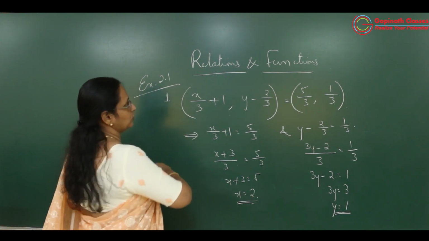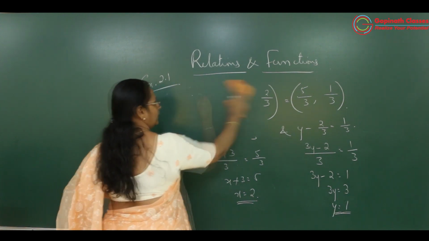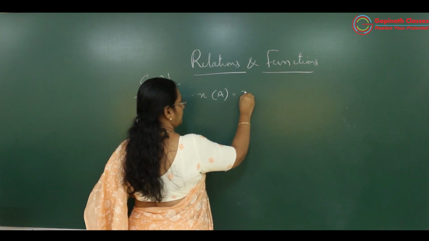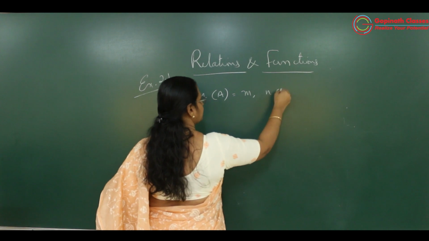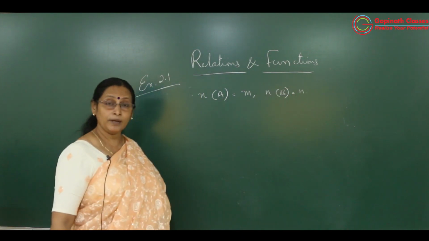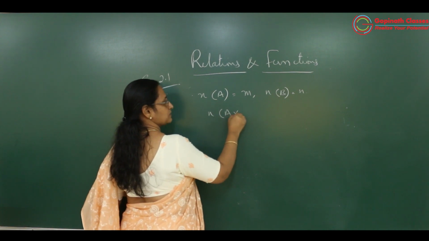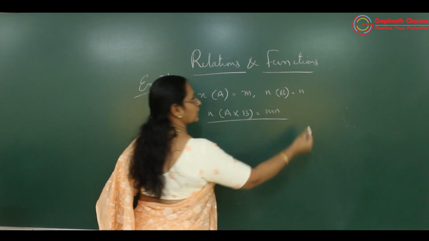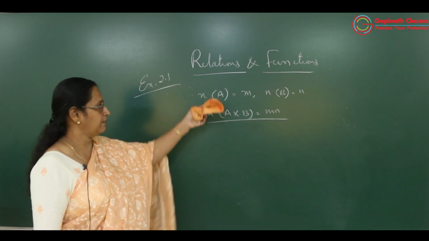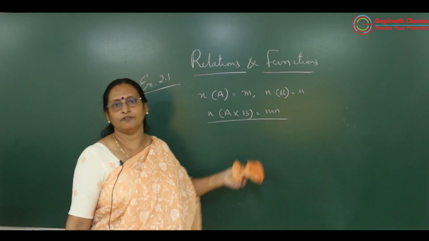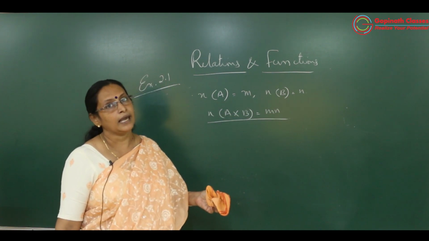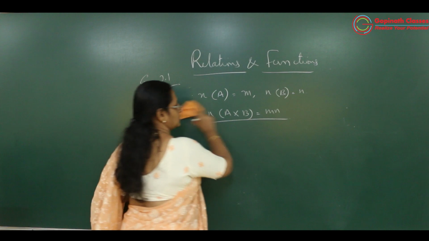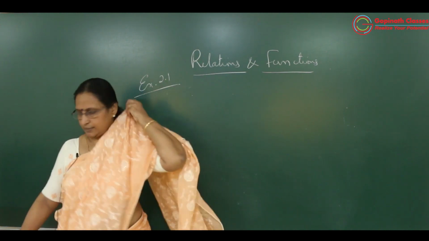Now, another point I just want to tell you is, if the number of elements of A is maybe m and the number of elements of B is n, then what will be the number of elements of A cross B? This has m elements, that has n elements, so how many elements will be there in A cross B? mn elements will be there. If A has 3 elements, B has 5 elements, then 15 elements will be there in A cross B, because every ordered pair is an element. Okay. So keep this in mind, these are the main points I am explaining.